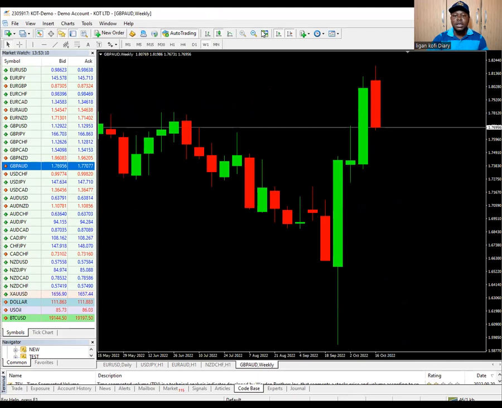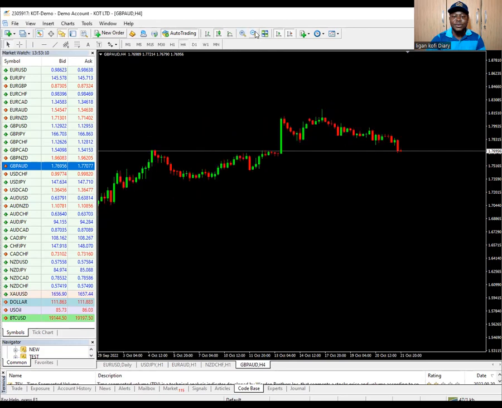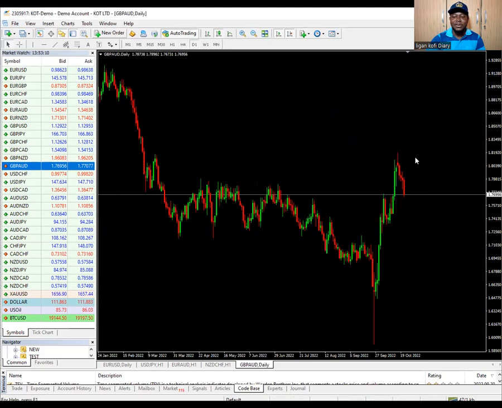This is weekly. If I come on daily time frame, look at it. This is daily time frame. For the whole week, 1, 2, 3, 4, 5, GBP AUD was on sell. Isn't it? This is not magic. It is something you need to learn and know. If you go on the 4 hour, you can even see it better and clear. This is on the 4 hour, so you can see it. Came sell, right?